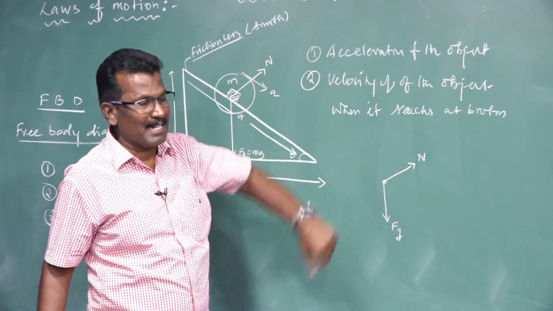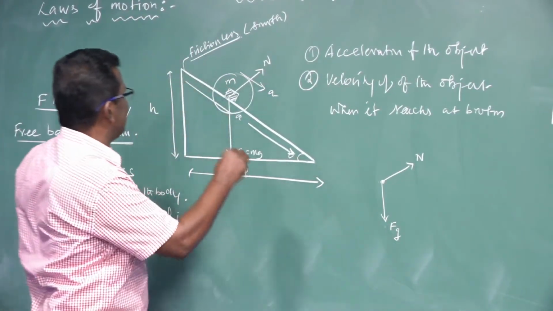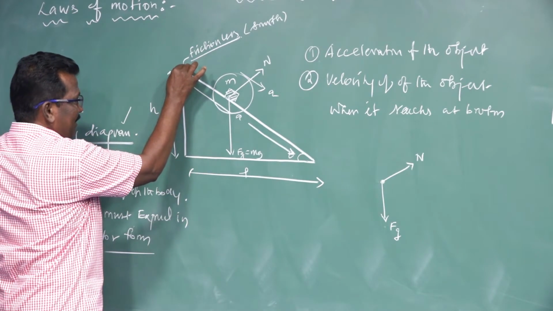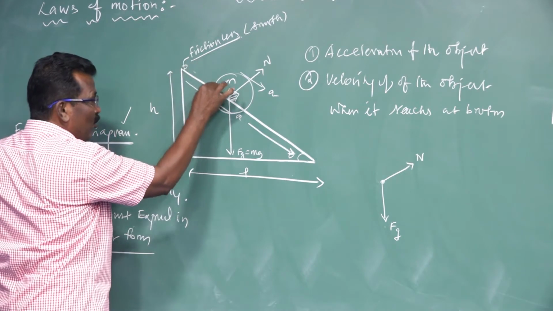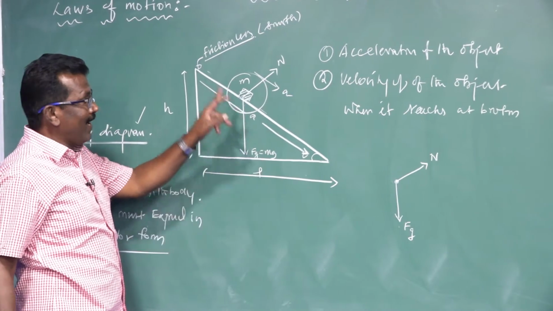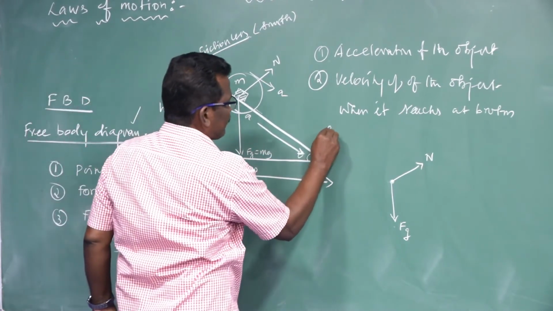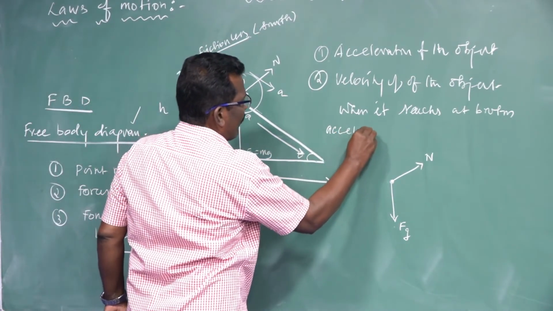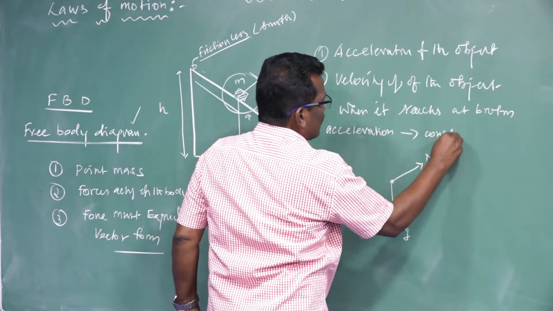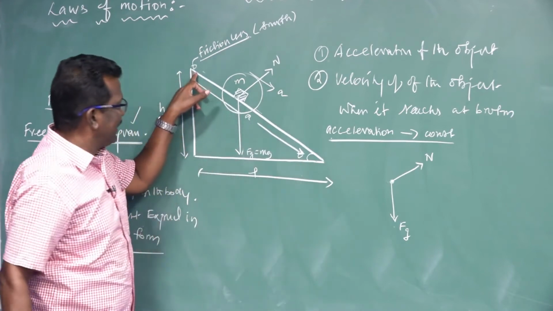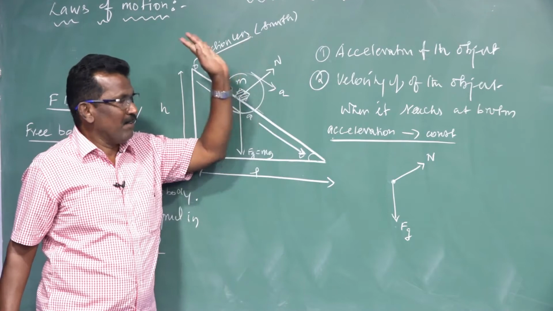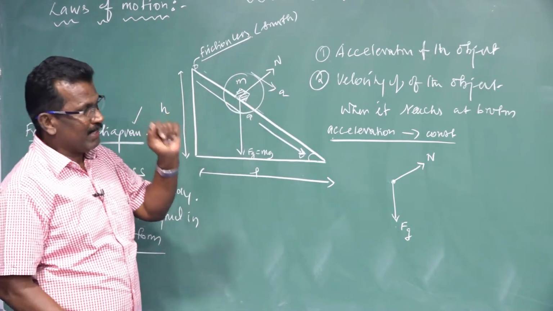Okay. But our aim is to calculate the acceleration of the object. What is the acceleration of the object? If the body is placed in this position, it slides downward. Throughout the distance, the acceleration remains constant. From this point to this point, the acceleration always remains constant. First, we have to calculate the acceleration by using the free body diagram.